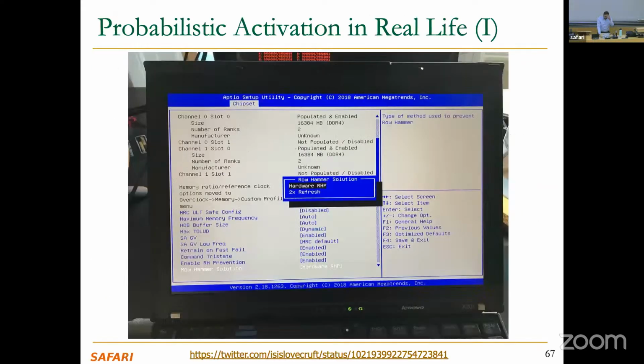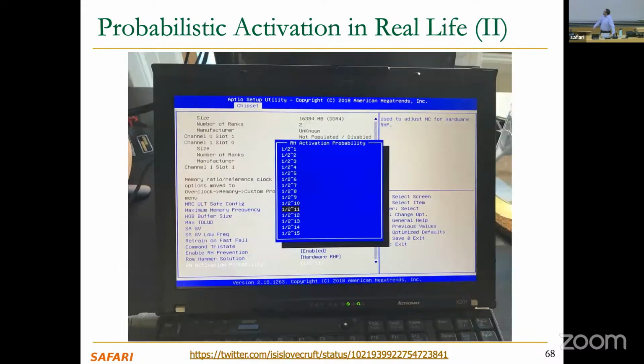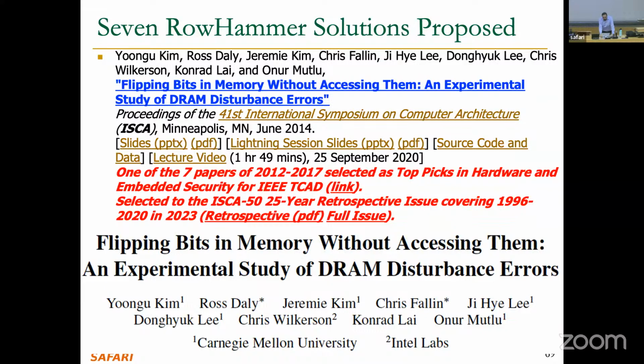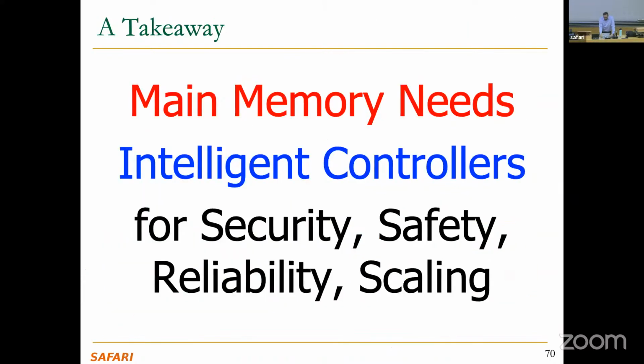I'm not going to go through the requirements, but you can see PARA implemented in real life. This is a screenshot from a BIOS, more of a picture actually, where you can enable this probabilistic row refresh on some systems, and you can also play with the thresholds based on your DRAM chip's vulnerability level. So this is the RowHammer paper from 2014. And it shows that main memory needs more intelligent controllers to ensure robustness and scaling.